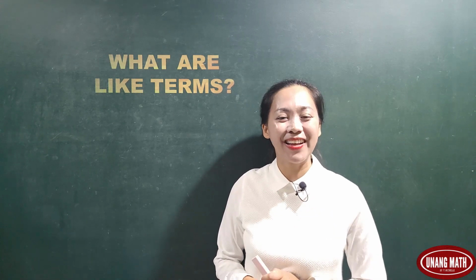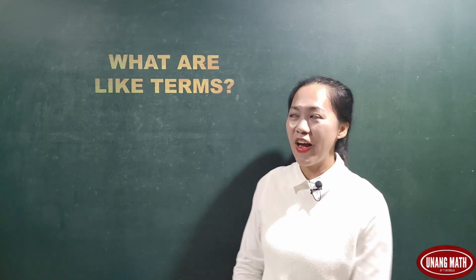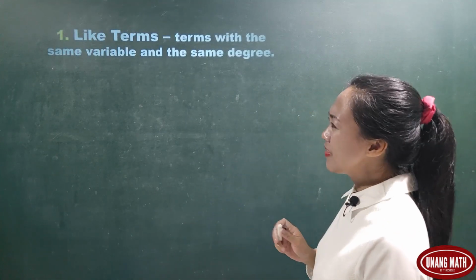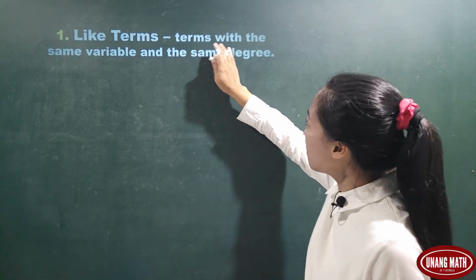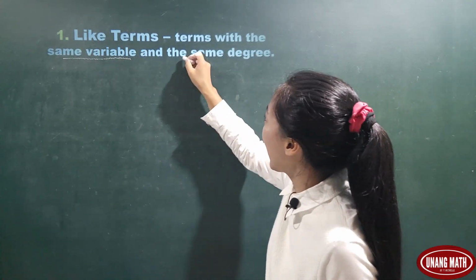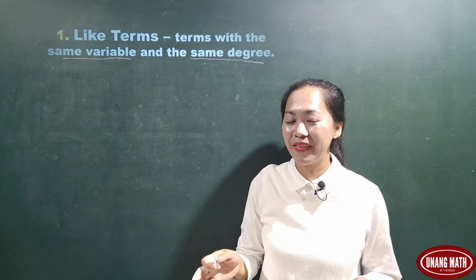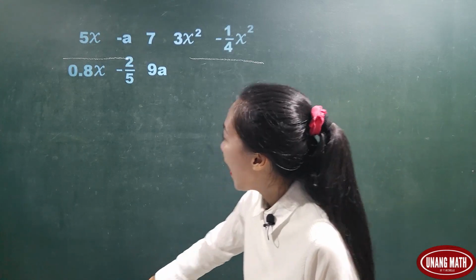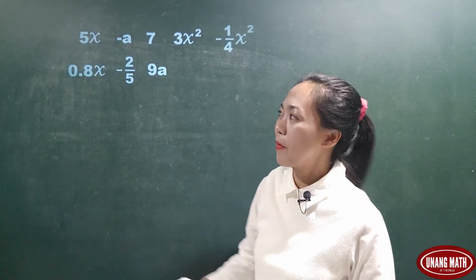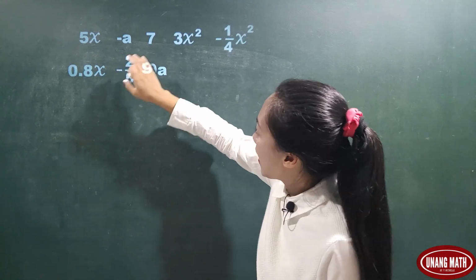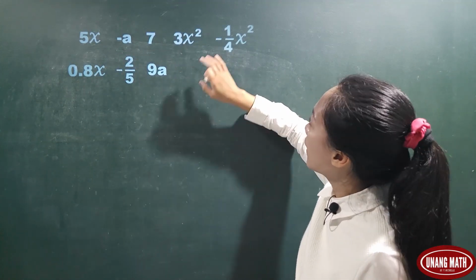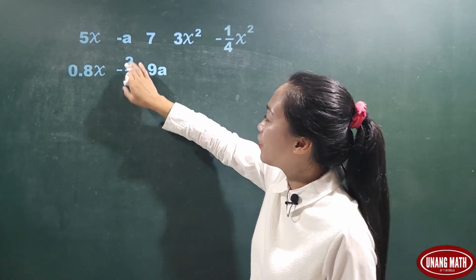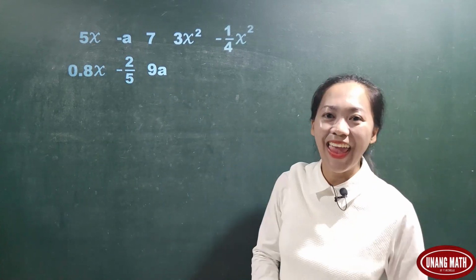Before adding or subtracting linear expressions, first, you have to understand what like terms are. When we say like terms, these are terms with the same variable and the same degree. Let's give an example for you to understand like terms. We have here 8 terms: 5x, negative a, 7, 3x squared, negative 1 over 4x squared, 0.8x, negative 2 over 5, and 9a.